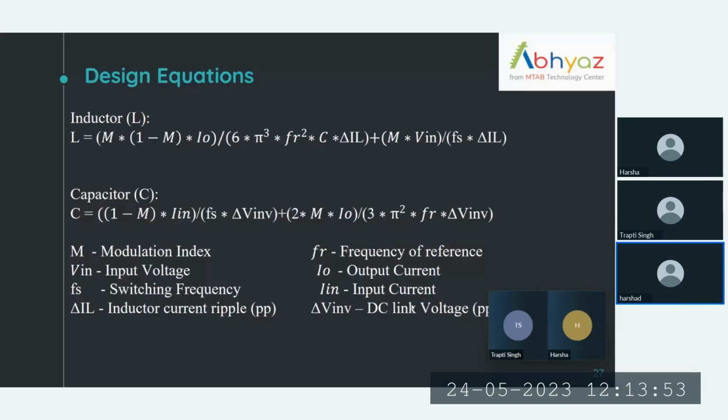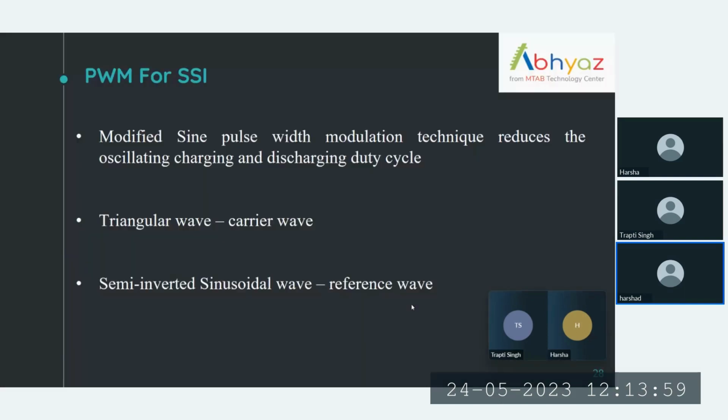These are the design equations for implementing the split source inverter. One advantage of SSI is that even simple sine pulse width modulation technique can be implemented to operate this inverter. For reducing the oscillating charging and discharging duty cycle of the network elements, a combination of constant and varying reference wave is needed.